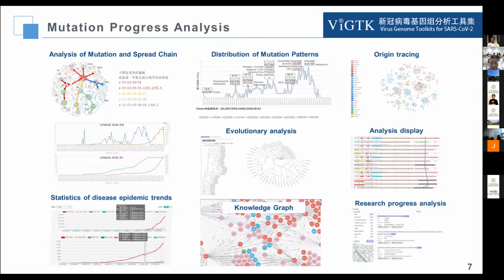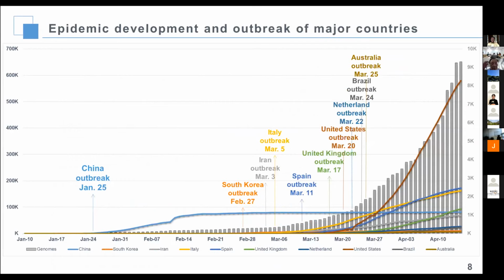So we can give you a lot of information related to SARS-CoV-2 for the mutation, for the evolution trend, and also some knowledge graph related to SARS-CoV-2. And here, we can also give you some development for the outbreak of the major contents here.